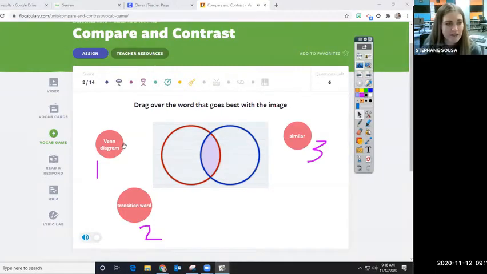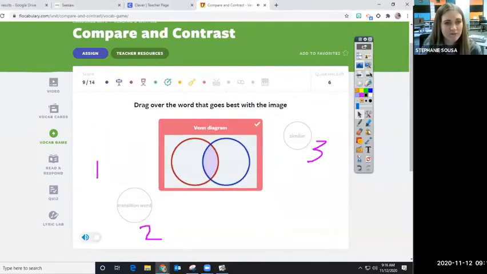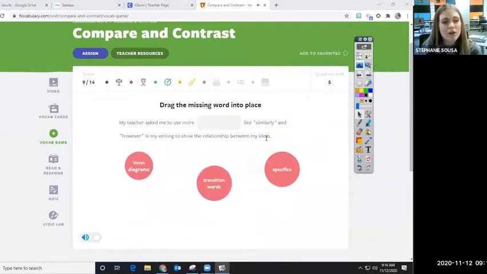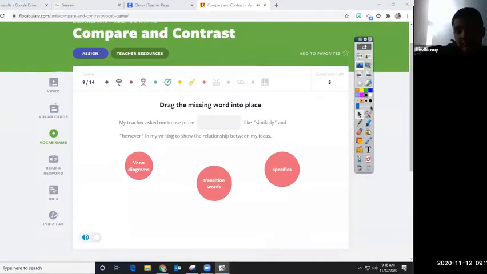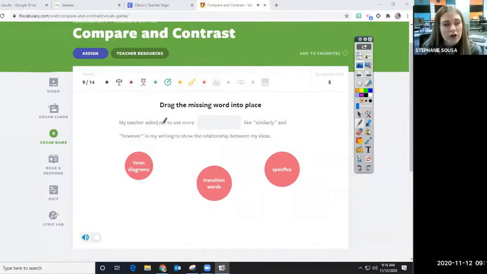Very good. This is a Venn diagram. Got it. Drag the missing word in place. My teacher asked me to use more blank, like similarly. We just learned about that. However, in my writing, to show the relationship between my ideas.